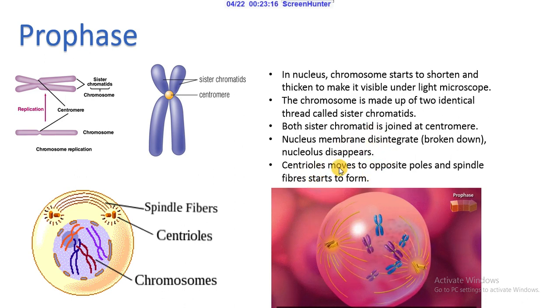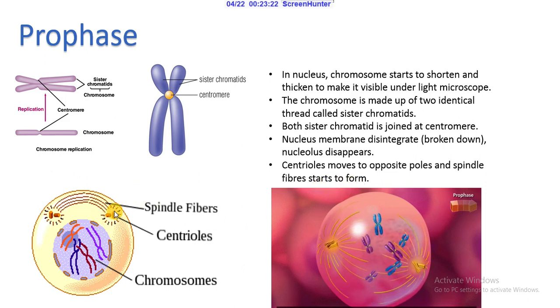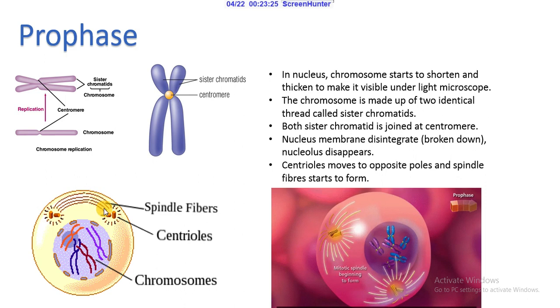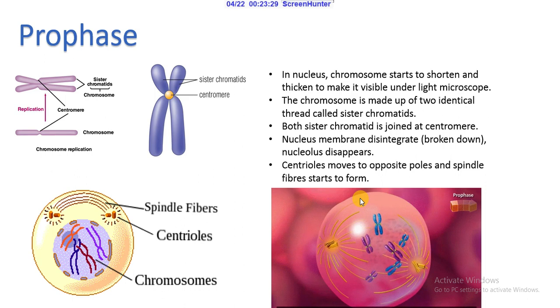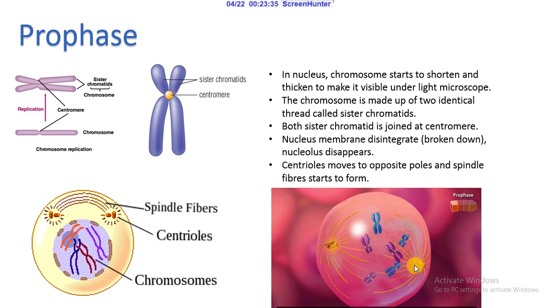The centrioles move to opposite poles and spindle fibers start to form. So this is the centriole. The centriole will start to form the spindle fibers and move to the opposite poles. So this is briefly how prophase occurs. The centrioles move to the opposite poles and the spindle fibers start to form.